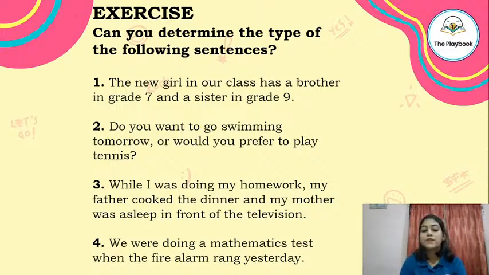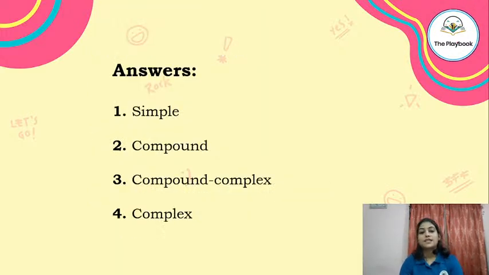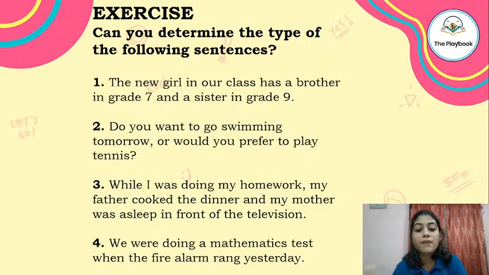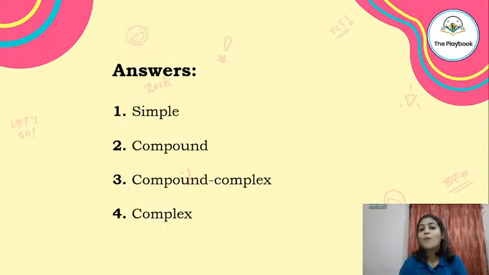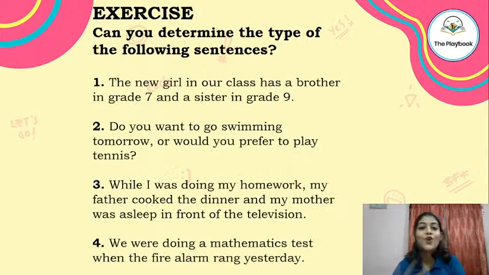Looking at the fourth one. We were doing a mathematics test when the fire alarm rang yesterday. So that's a complex sentence structure. How do you determine? So when did the fire alarm ring? It rang when we were taking the test, the mathematics test. So the clause depends on the independent clause. Okay, so this is a complex sentence structure. So I hope all the answers are clear to all of you.